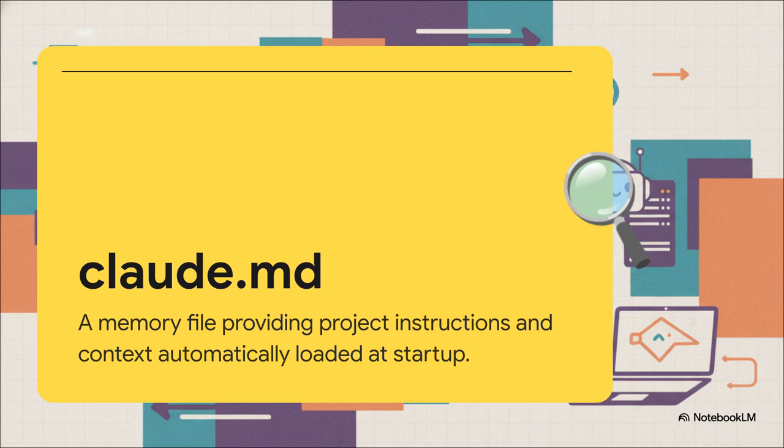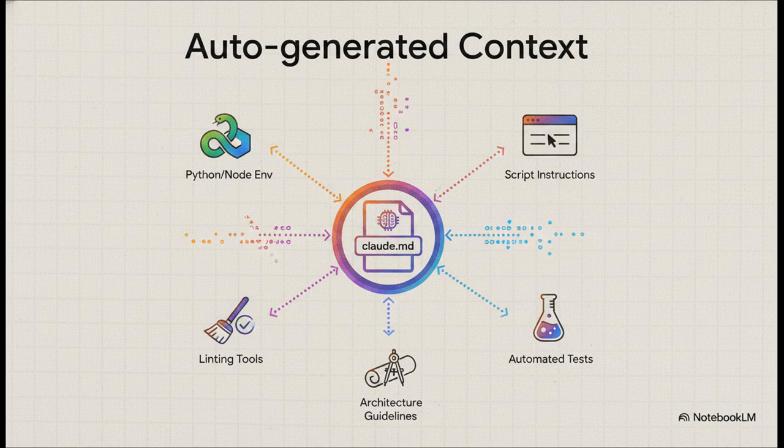You generate this file super easily just by running the /init command. When you do that, Claude actually scans your repository, looks at your setup files, and tries to figure out exactly what kind of application you're building. So let's look at exactly what gets auto-generated inside that memory file. It establishes your custom agent behaviors. It notes your exact environment versions like Python 3.12 or Node 20. It records instructions on how to run your main scripts, which linting tools you prefer, like Flake8 or Black, how to run your automated tests, and your basic architectural guidelines.